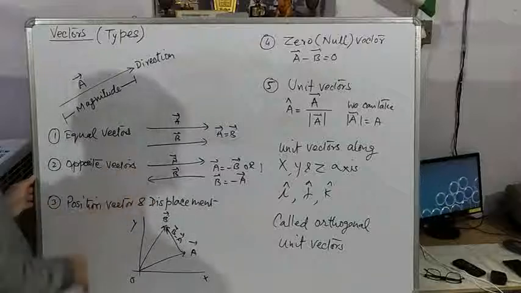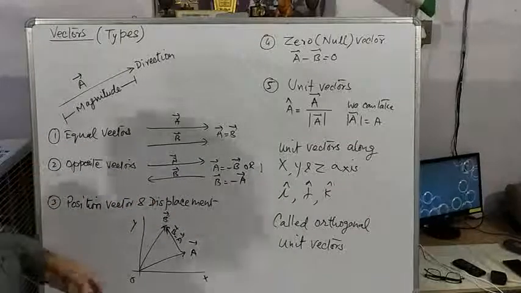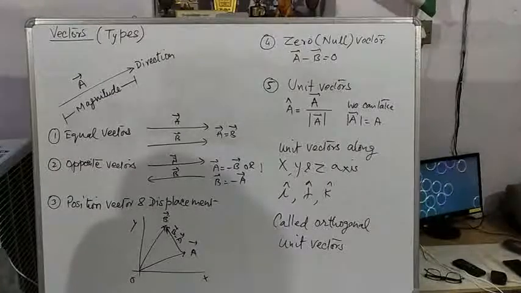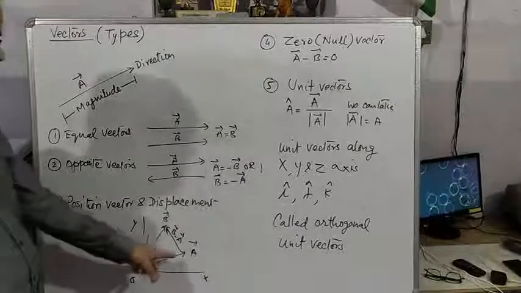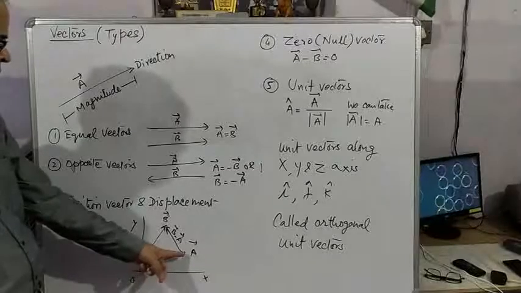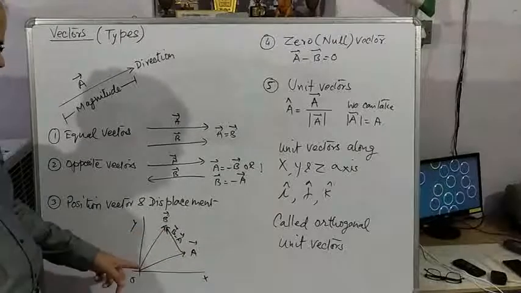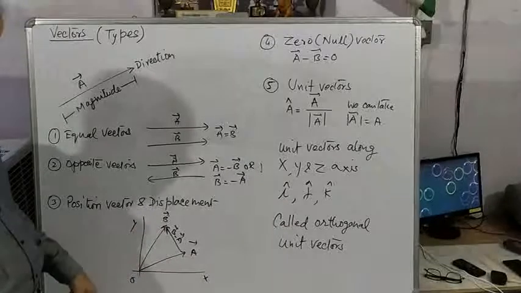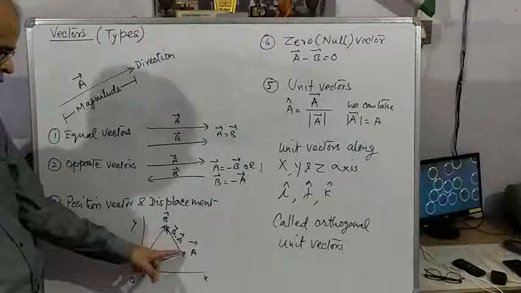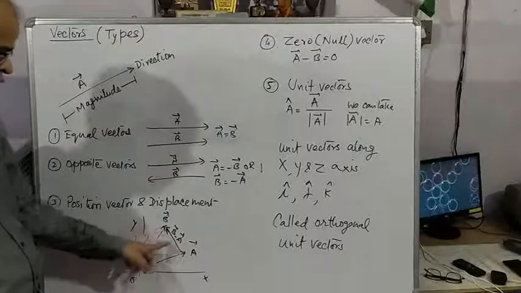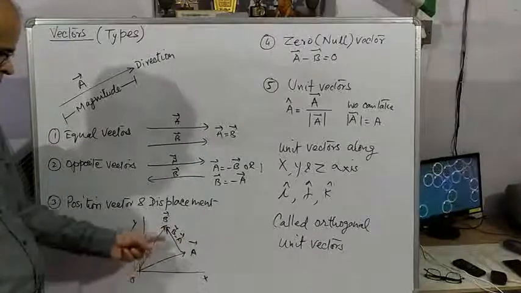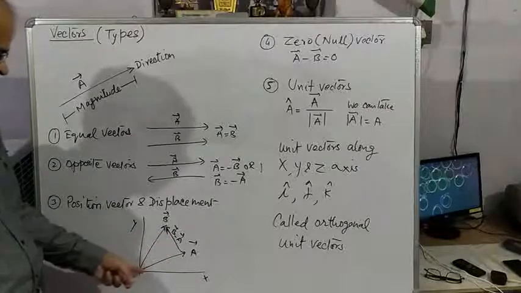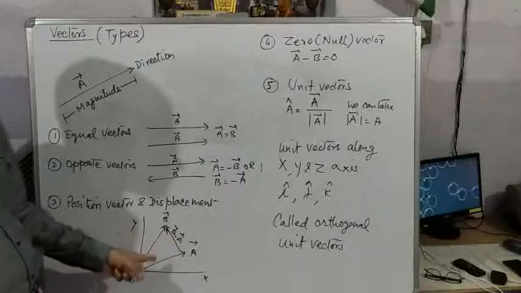Third is position vector. Position vector is nothing but displacement of a point with respect to origin. So there are 2 points A and B, and their position vectors are OA and OB. And the line joining heads of the two position vectors is displacement, and this is B minus A. Position vector is displacement of a point with respect to origin.